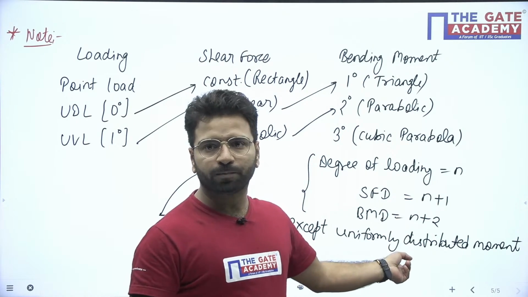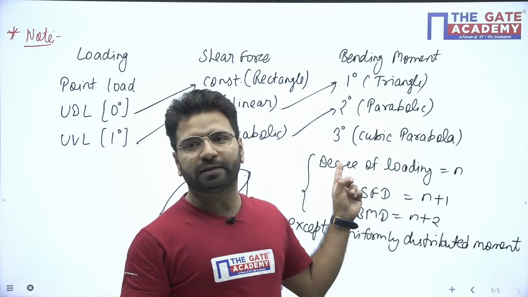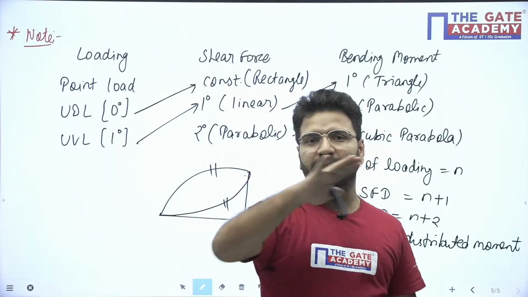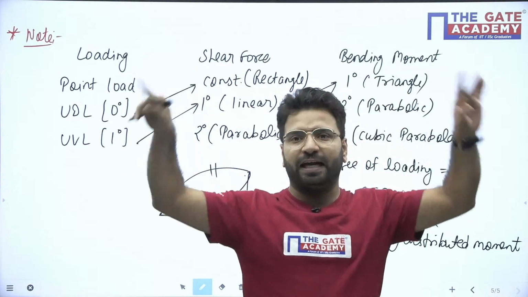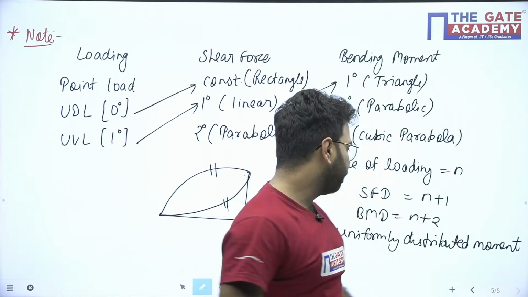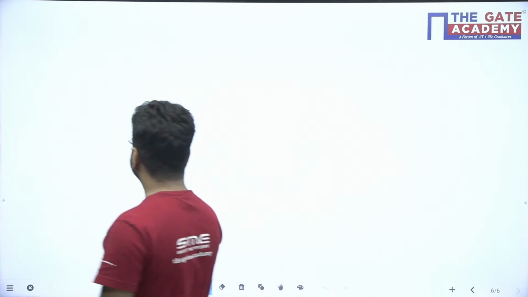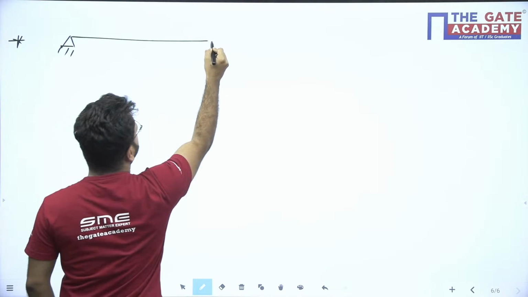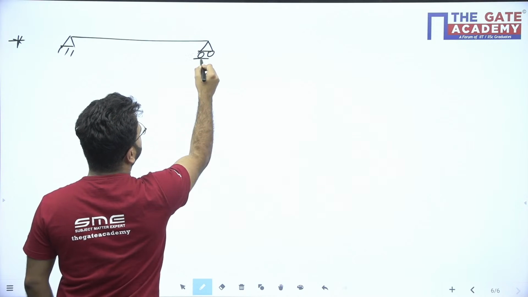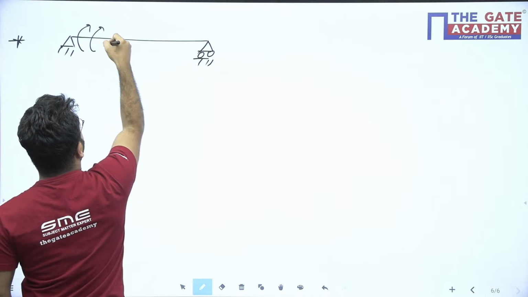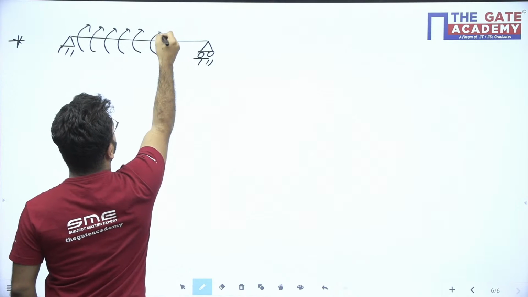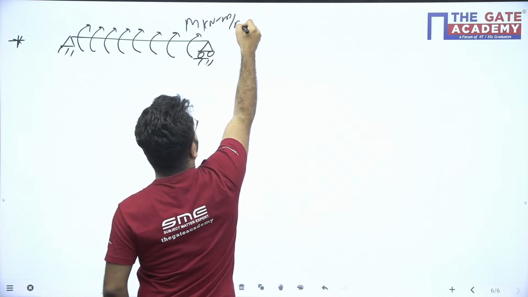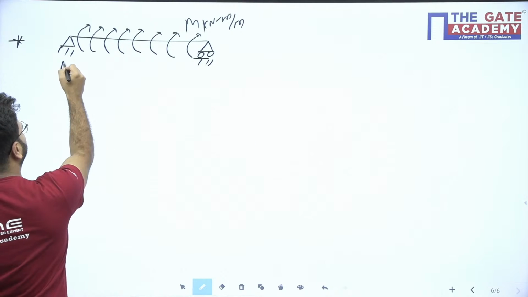So be careful. A UDM question has already come in the exam. If you see, the bending moment comes directly 0, and thus the SFD comes as a rectangle in that particular question. Okay, if I take this question: a simply supported beam is subjected to a uniformly distributed moment of m kilonewton meter per meter, and the length is L.